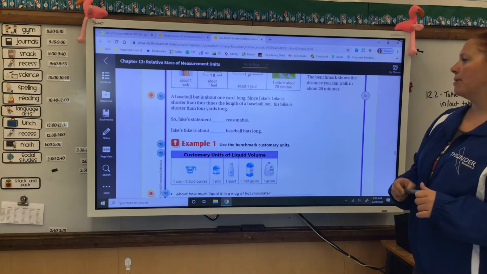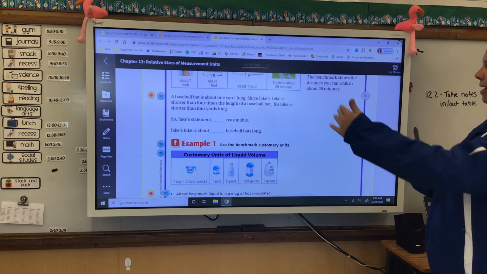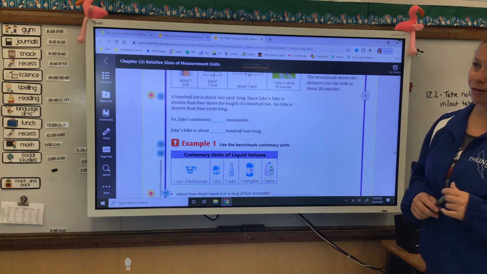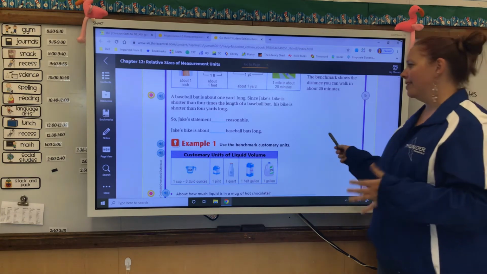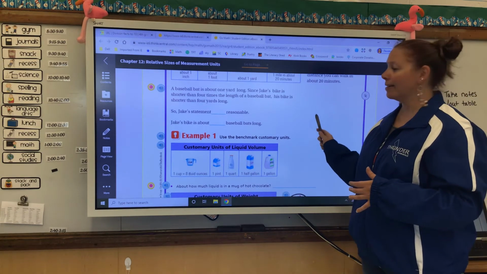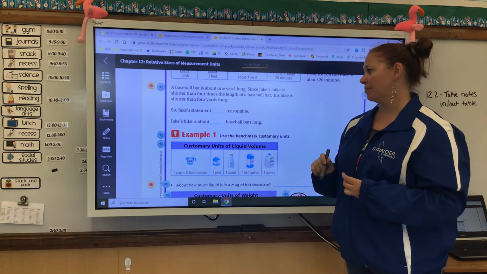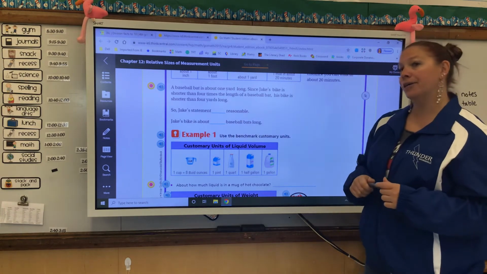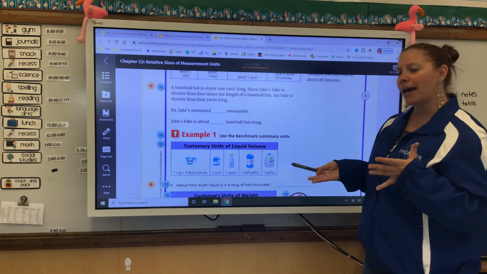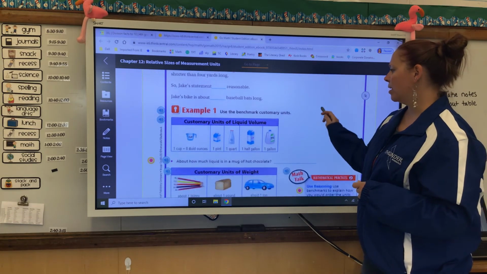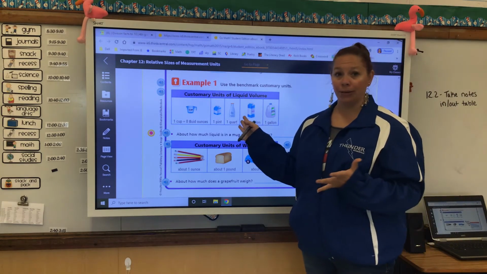A baseball bat is about 1 yard. Since Jake's bike is shorter than 4 times the baseball bat, his bike is shorter than 4 yards. So if you think about putting 4 baseball bats together, it's going to be a really long bike, right? And I'm going to guess that Jake is not that long. So Jake's statement is not reasonable. Jake's bike is about, how many bat lengths do you think a bike is? I would guess about 2, maybe 2.5 bats long.